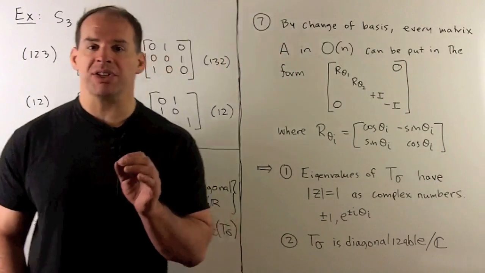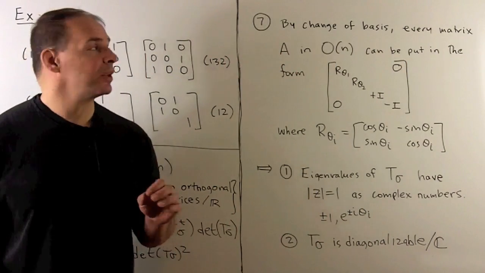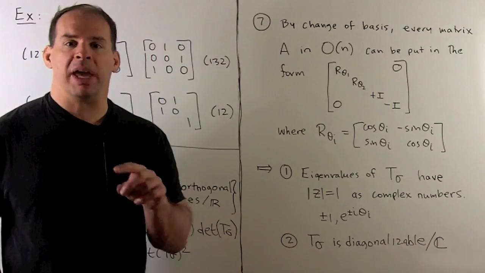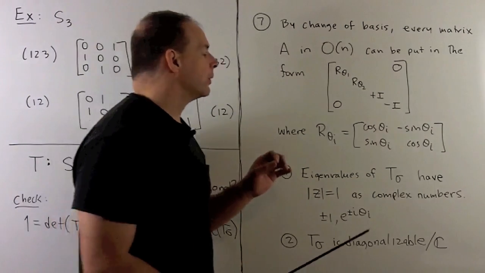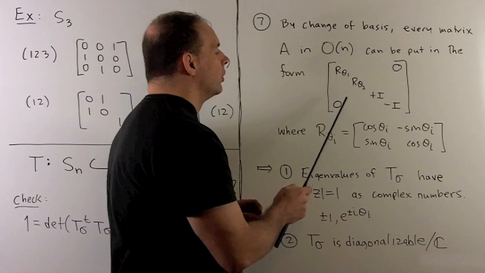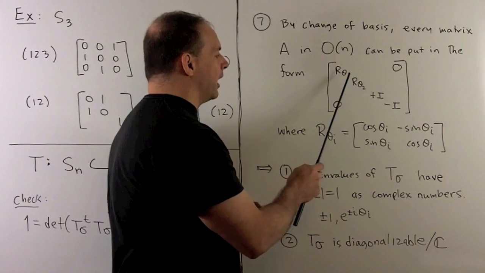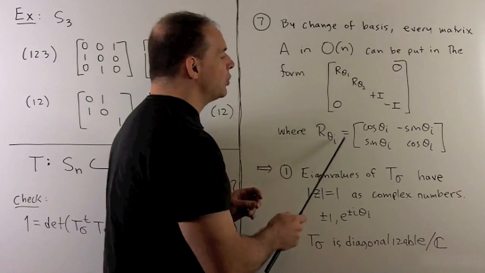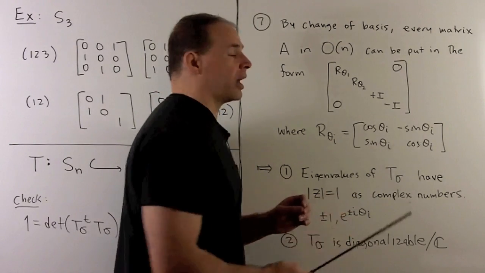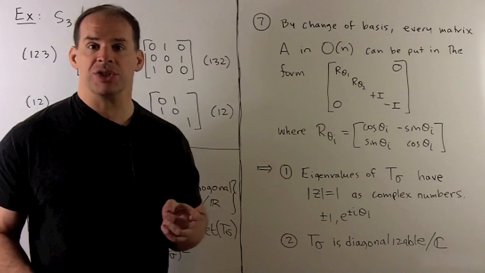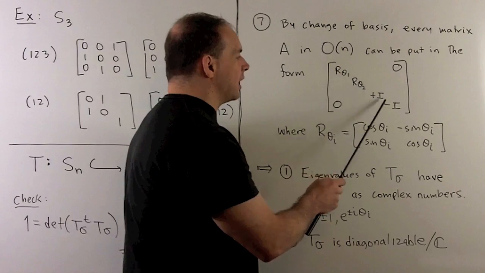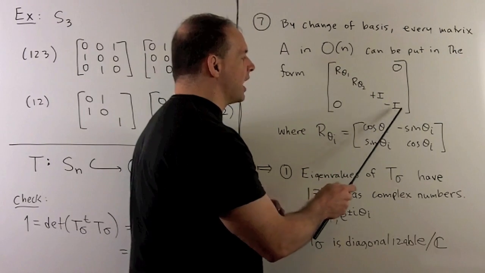If we consider change of basis, we have a result that says, if I have a matrix that's orthogonal, we can always find a change of basis that puts it in the following form. We're going to have blocks going down the diagonal, zeros off of it. We'll start with blocks of the form r sub theta. So what these are, 2 by 2 matrices, will be in the form cosine, minus sine, sine, cosine. So these are just going to be plain rotations. When we run out of those, we'll have a block that's just an identity matrix, and then another block which is minus an identity matrix.